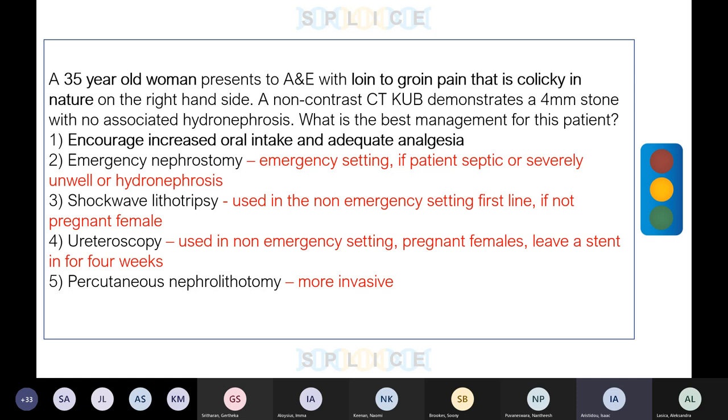Nice. Some good chat throughout this presentation. Yeah, it's good. Keeps it a bit lighthearted.